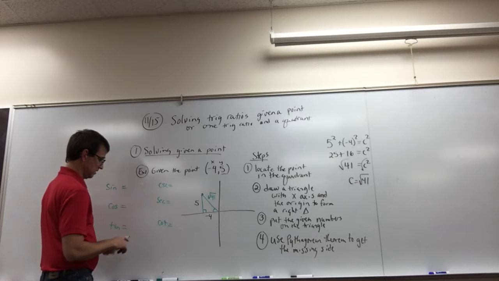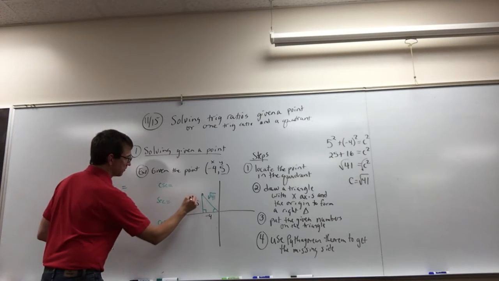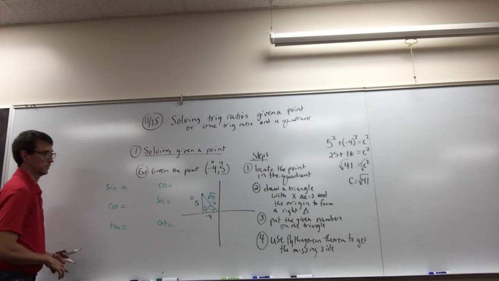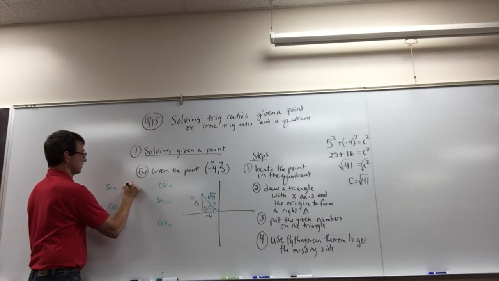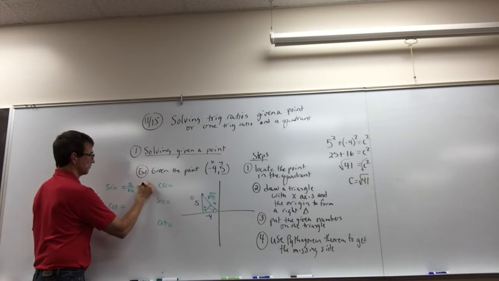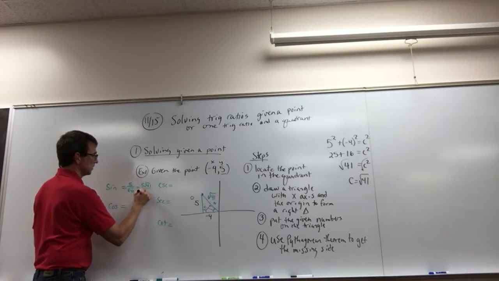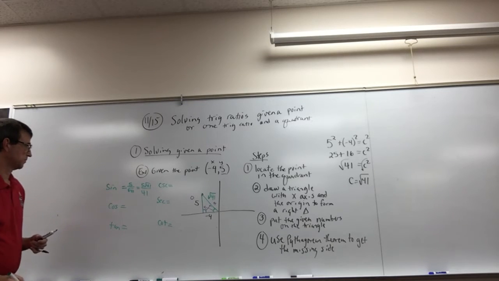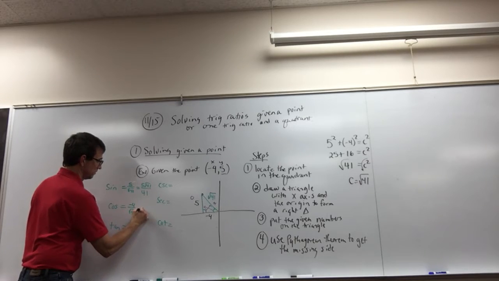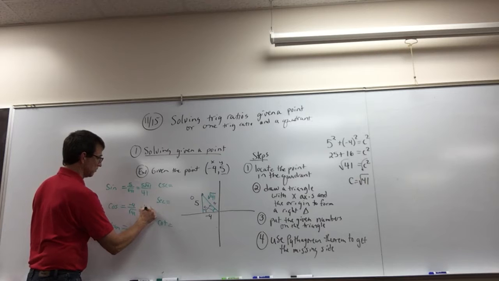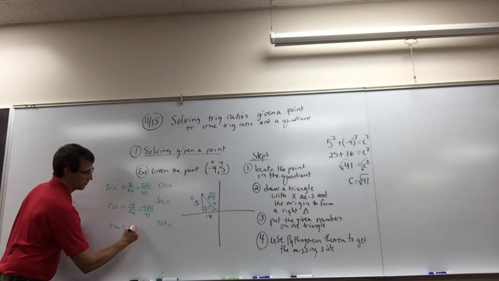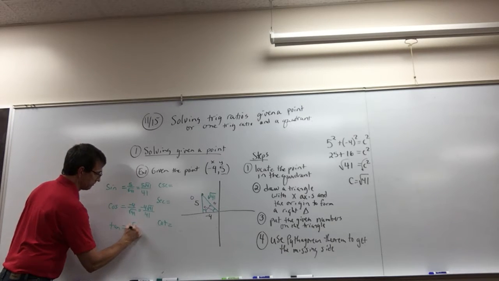So sine is opposite over hypotenuse. Opposite is across from the angle, hypotenuse is across from the right angle, so we'd end up with 5 over root 41, but we can't leave that, and so you rationalize and you end up with 5 root 41 over 41. Now you do the same thing with cosine. Cosine is adjacent, so we have negative 4 over root 41, which rationalizes to negative 4 root 41 over 41. And tangent is opposite over adjacent, so we'd have 5 over negative 4.